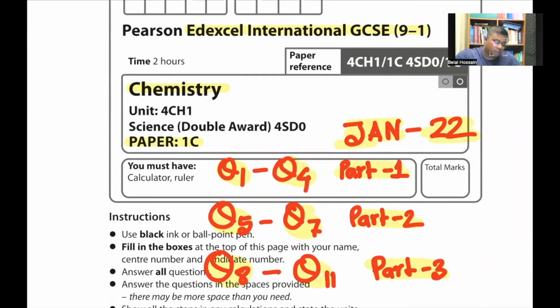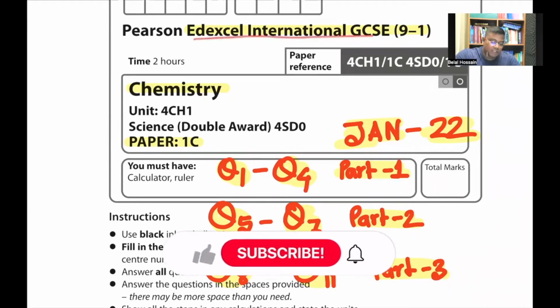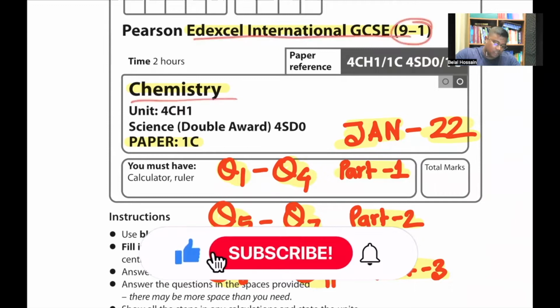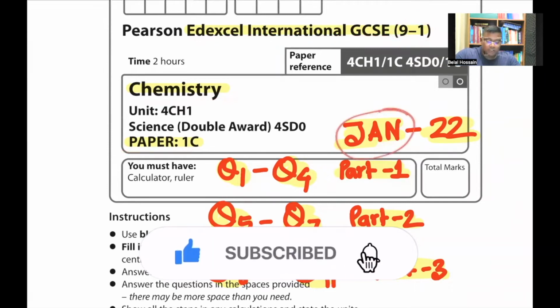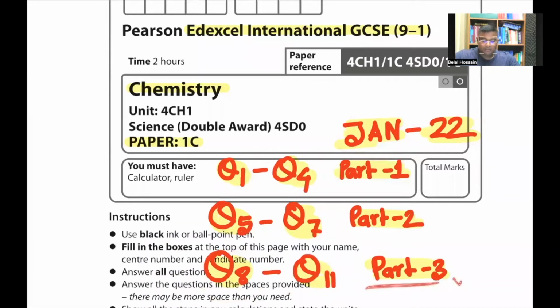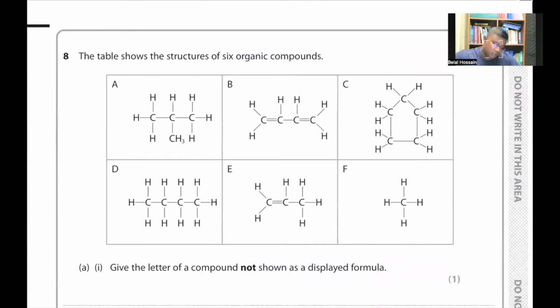Hello everyone. Today we'll be solving EDEXCEL IGCSE 921 Chemistry Paper 1C Jan 2022 question number 8 to question number 11. Today we are solving the part 3 part of this particular question paper. So let's jump right in. All right. Question number 8 is an organic chemistry related question. So the table shows the structure of 6 organic compounds.